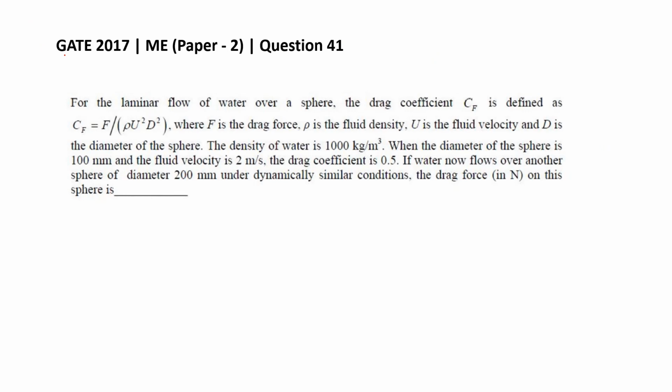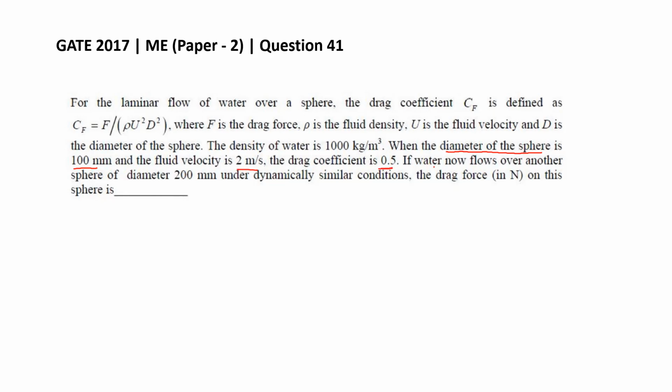So on a similar note, let me see if you guys can do this one. This is again the same concept but asked in a slightly different fashion. So for a laminar flow of water over a sphere, the drag coefficient CF is defined as some formula. So this is drag force divided by rho u square d square, where F is the drag force, rho is the flow density, u is the flow velocity, and d is the diameter of the sphere. Now the density of water is 1000. When the diameter of the sphere is 100 mm, the fluid velocity is 2 meter per second and the drag coefficient is 0.5.